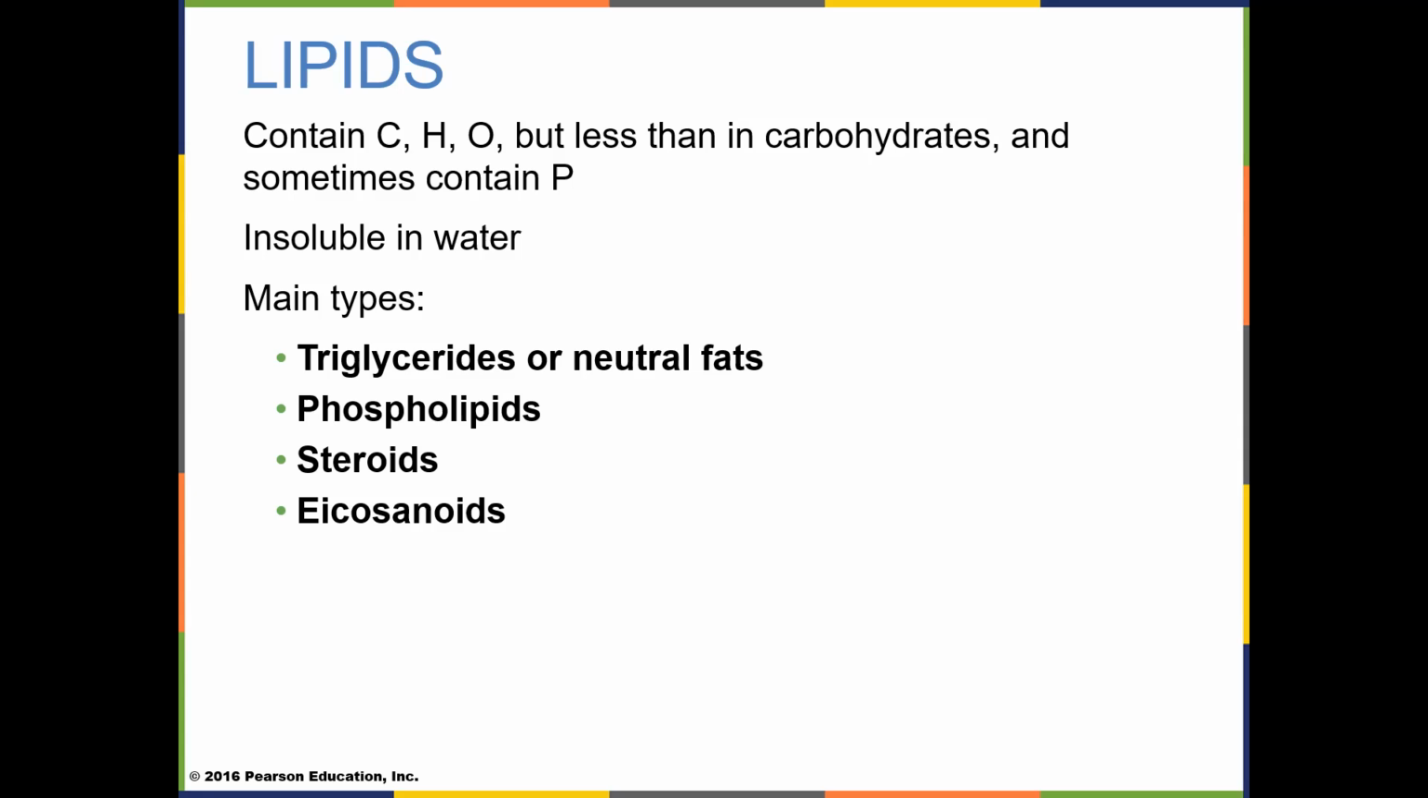The last category are the eicosanoids. The eicosanoids are a type of lipid often used as an anti-inflammatory compound. So when we deal with inflammation.